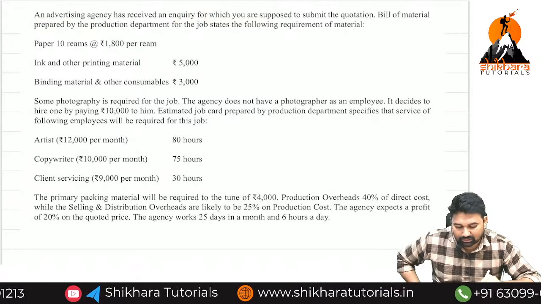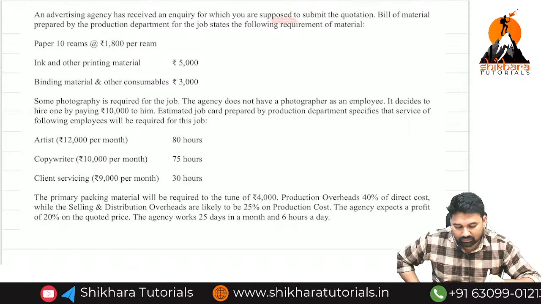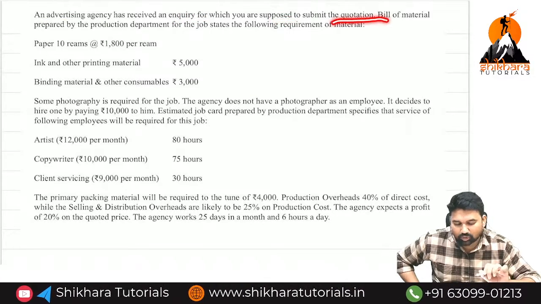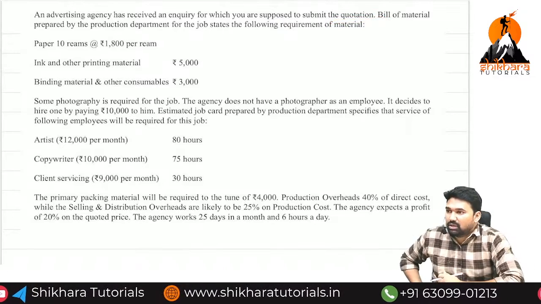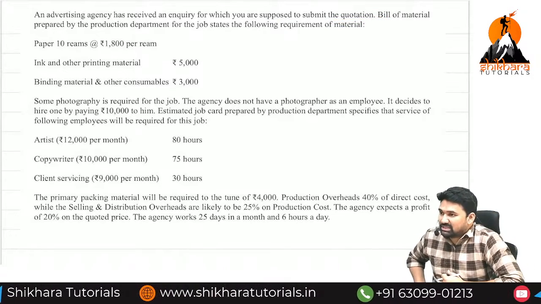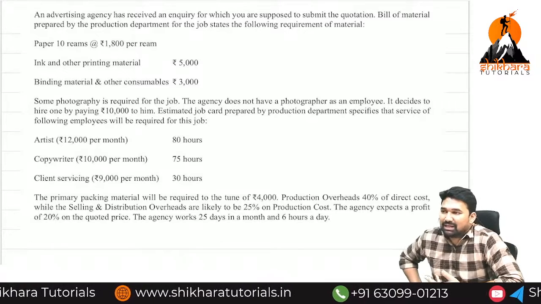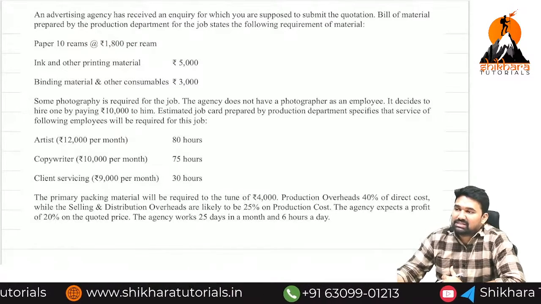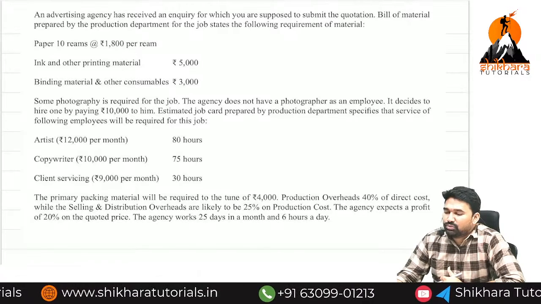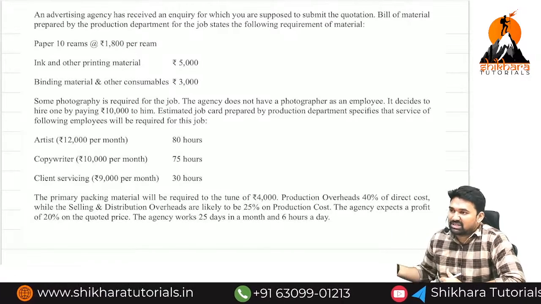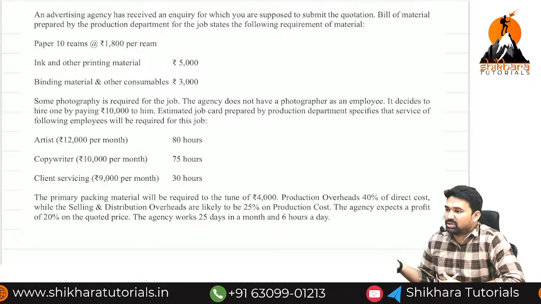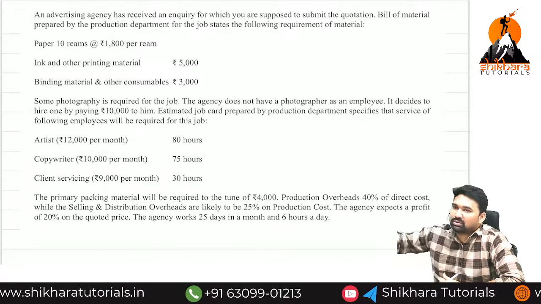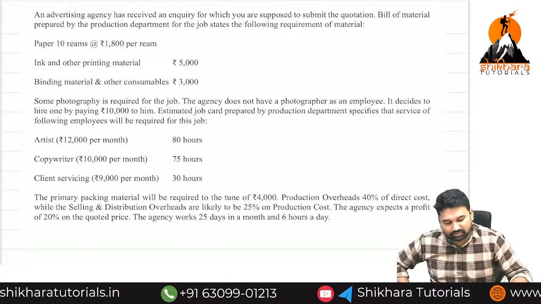Inquiry. Quotation. Some customers asked for the services of an advertisement agency, and they approached you with respect to drawing up the cost sheet and deciding the profit. Depending upon the cost sheet and profit, they will quote the bill. Next.